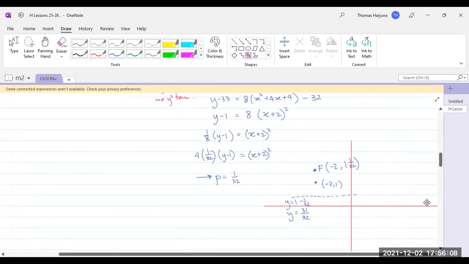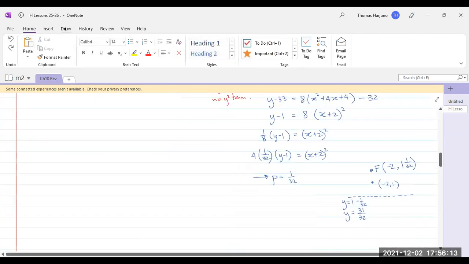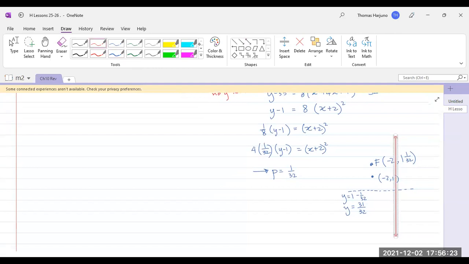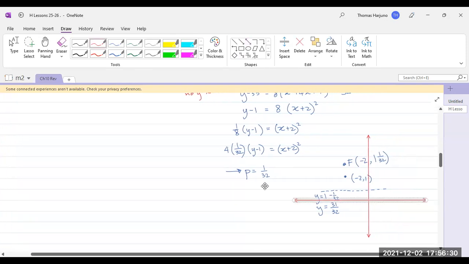Let's put the framework there. Too big, huh? Unnecessarily big. Let's make it this way. So this is the y-axis, and this is the x-axis, approximately like this. And the parabola will look something like this.